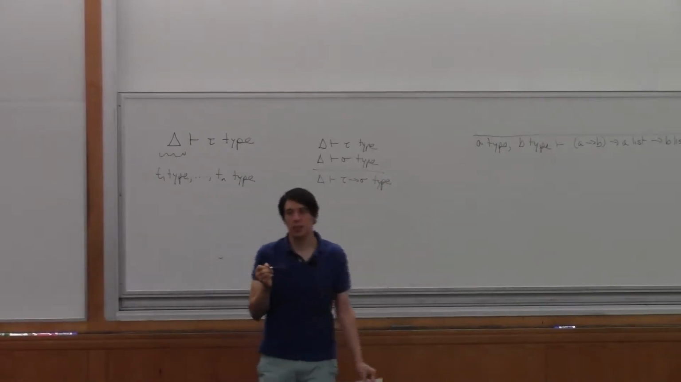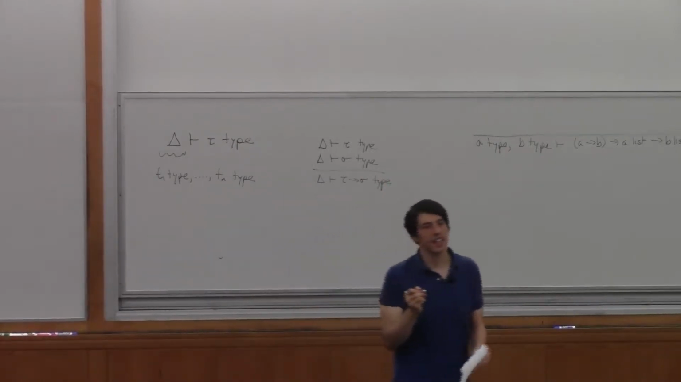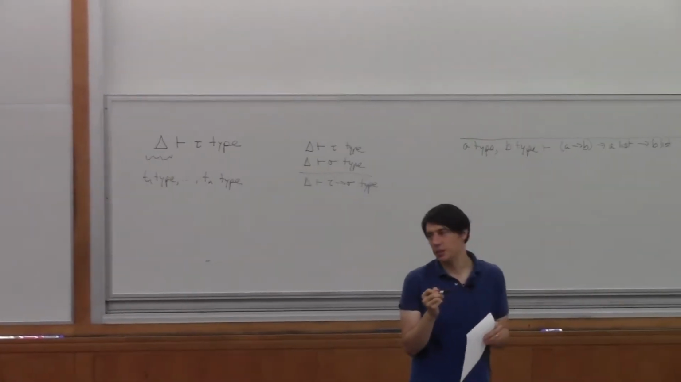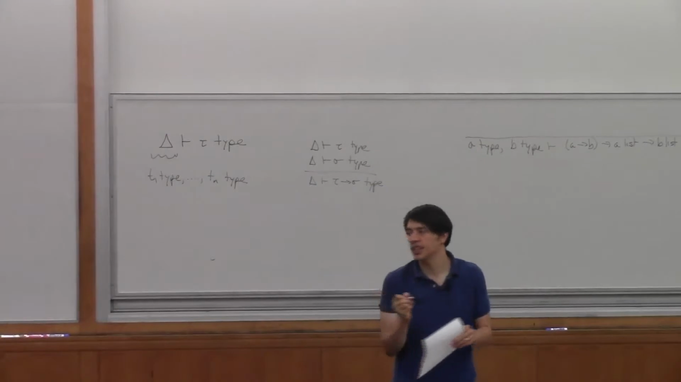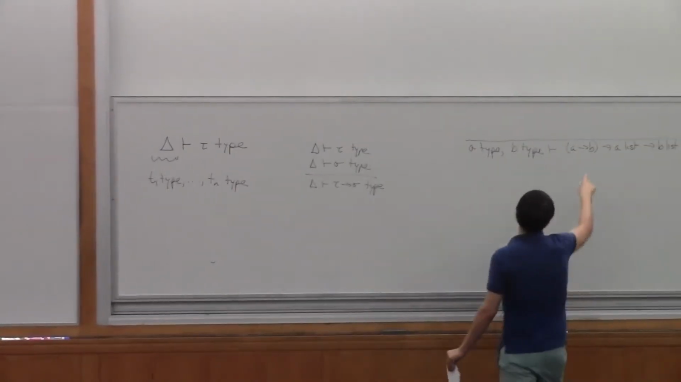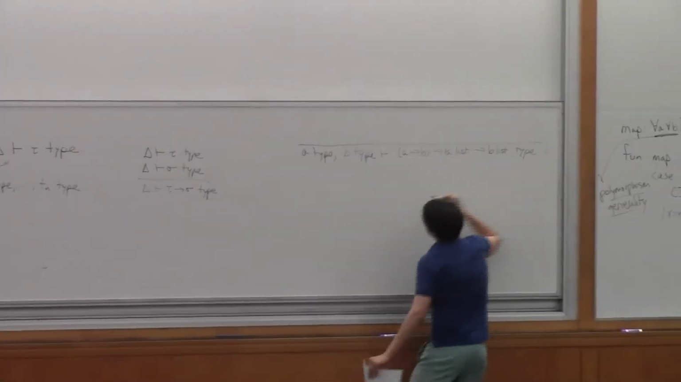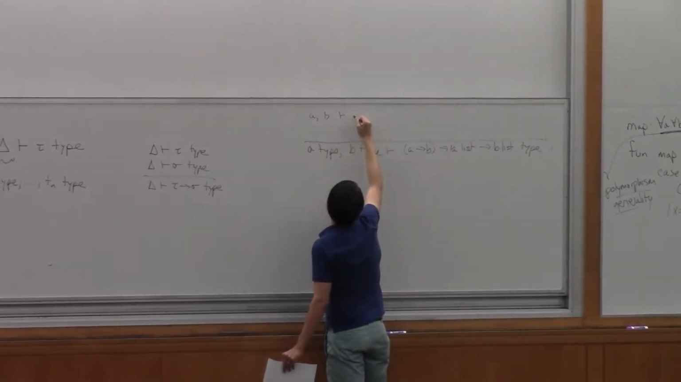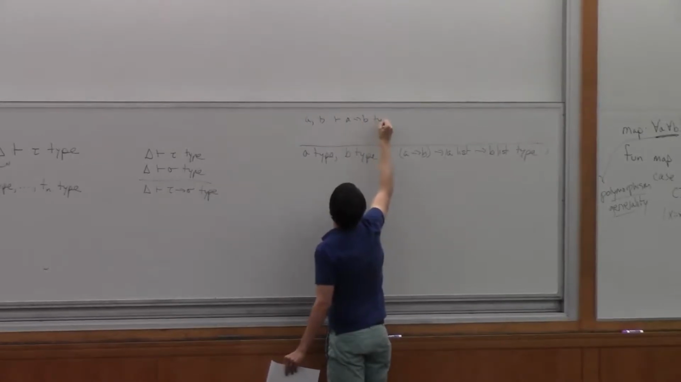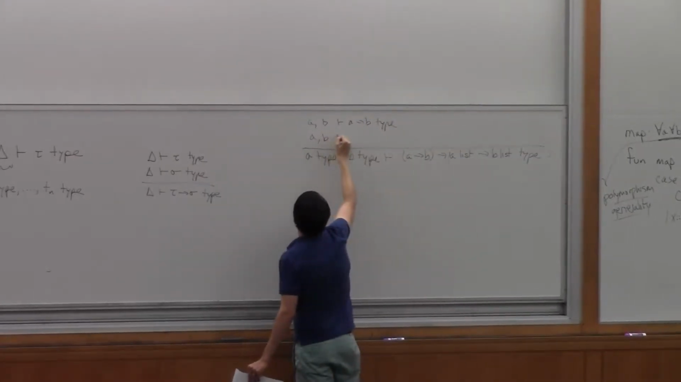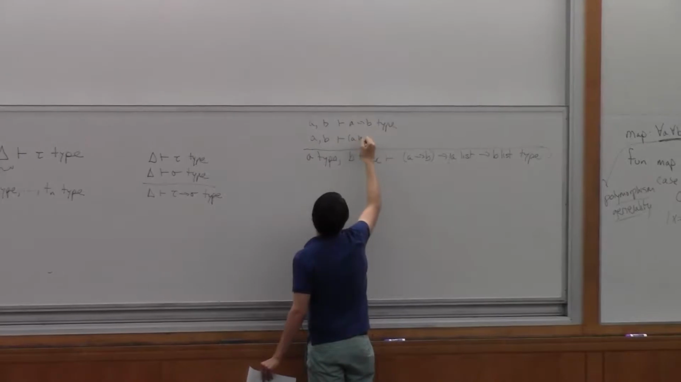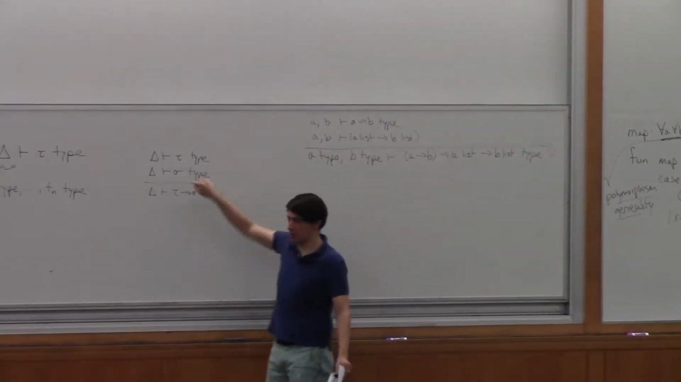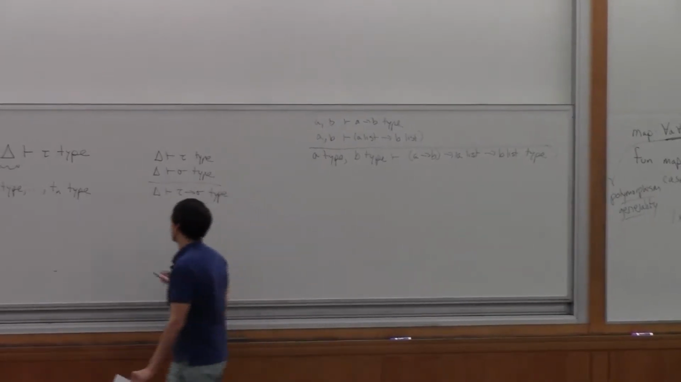So to make a type depending on some variables, I can take two types that depend on those variables, put an arrow in between them, and then I've got a new type that depends on those variables. So for example, to show that this is a type, it suffices to show that with variables a, b, I have a arrow b being a type, and that with variables a, b, I have a list arrow b list is a type. Okay, so there's a bunch of rules that just go structurally over the type.